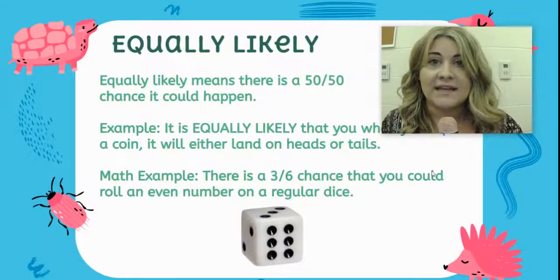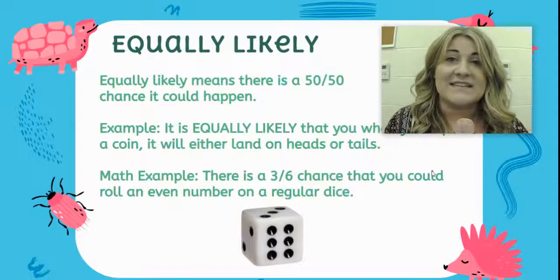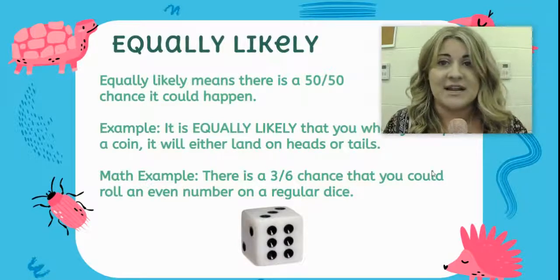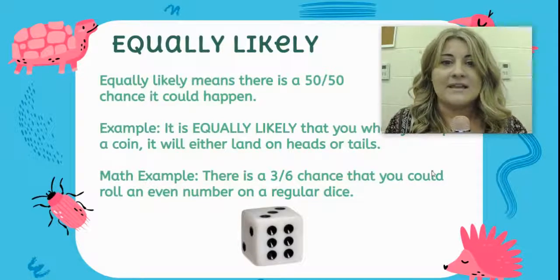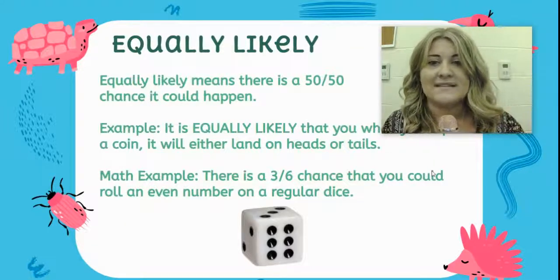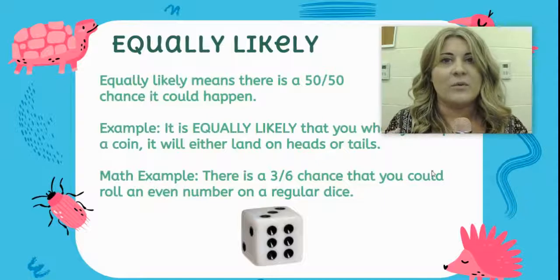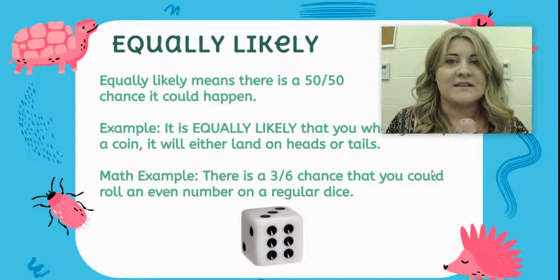Next, we have equally likely. Equally likely means that there is a 50% chance that something could happen. That means that it is either going to be one or the other. Our example we've already used is a coin. So if I flipped a coin, there's a 50-50 chance it could land on heads or tails. Those are the only 2 options.